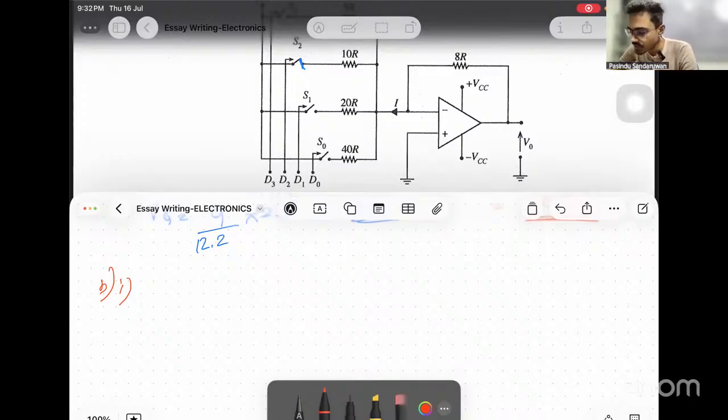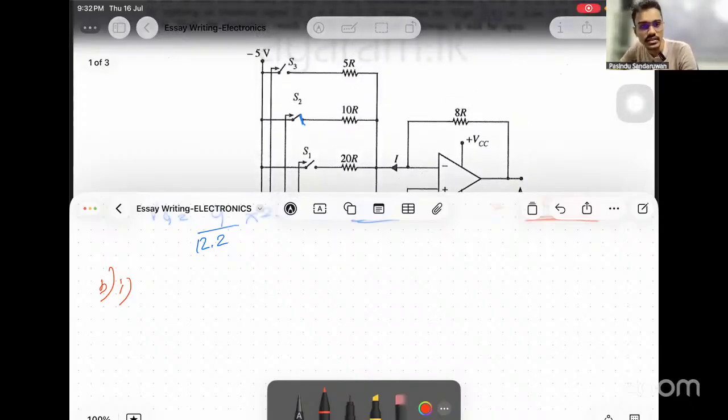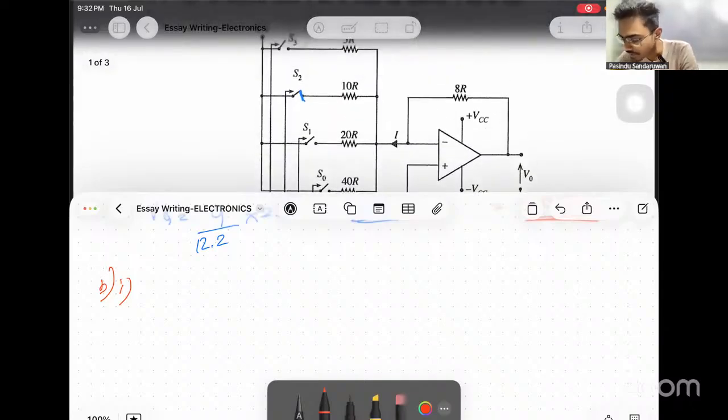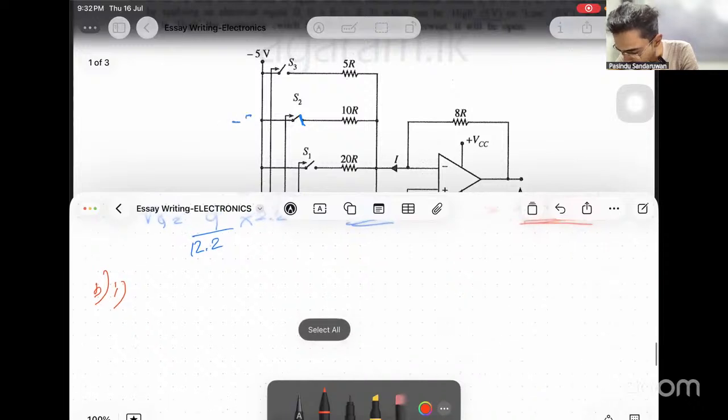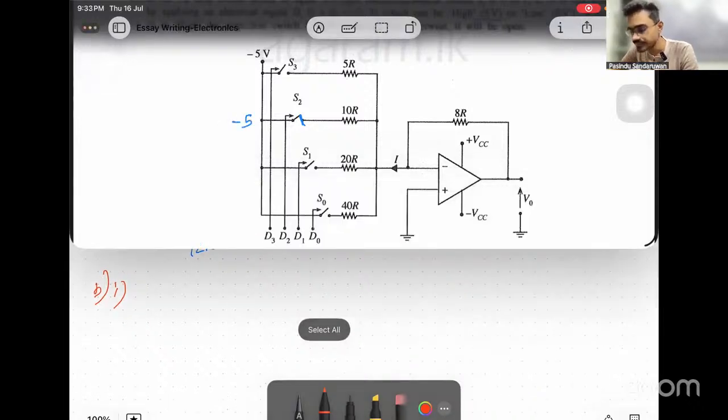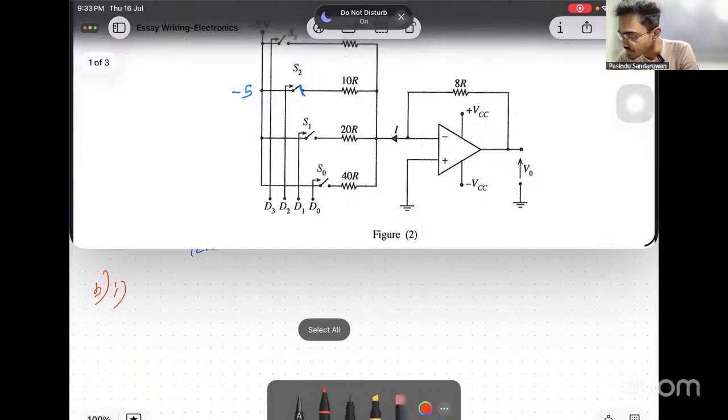Now, see what's happening. This is given as -5 here. Then if there is -5, this is the same wire, this is -5 here, up to here. And this is grounded.